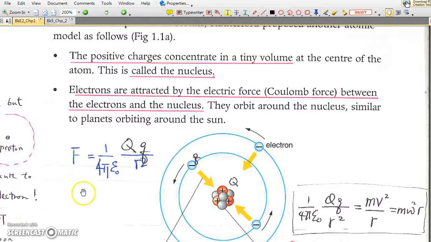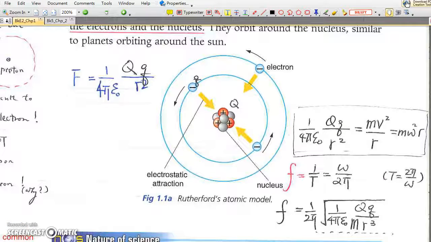So the Coulomb force is given by 1/4 pi epsilon naught, the product of the charges divided by the distance squared. In this way, it provides the necessary centripetal force, expressed as mv squared over r or m omega squared r. In this way, we may then carry out a little bit of calculation and then find the frequency of the rotation to be something like this.